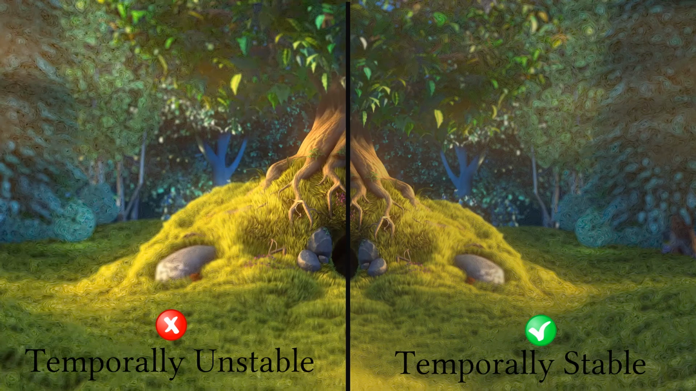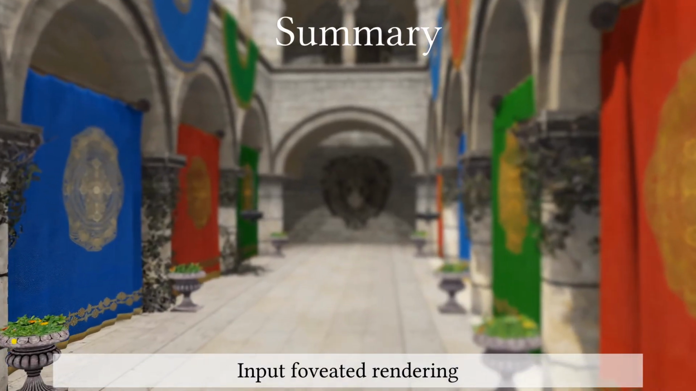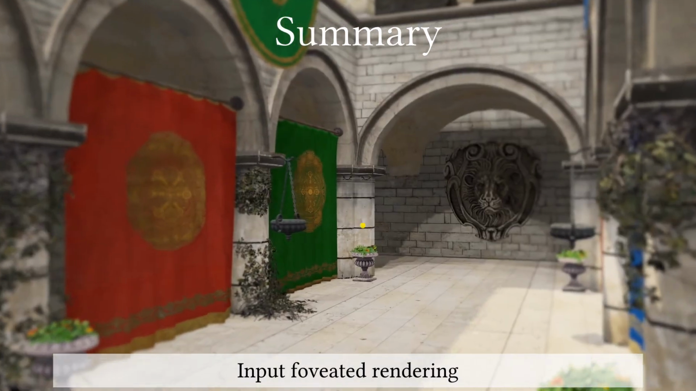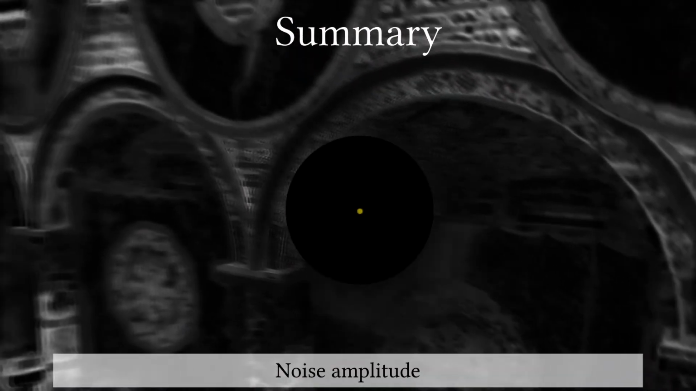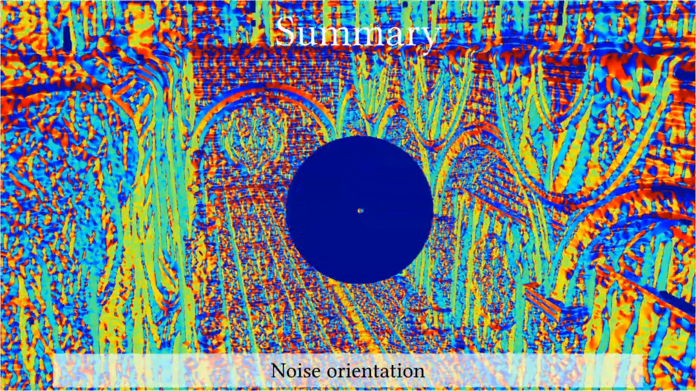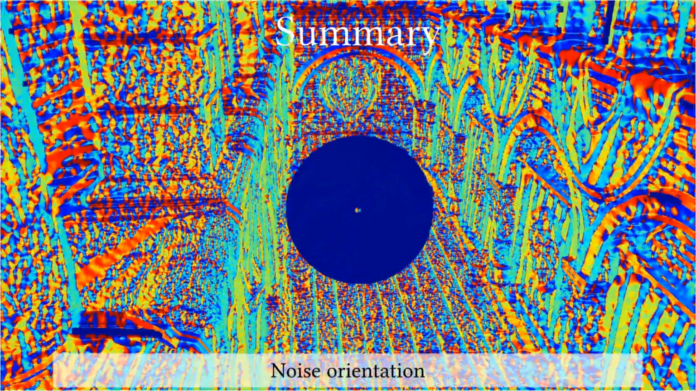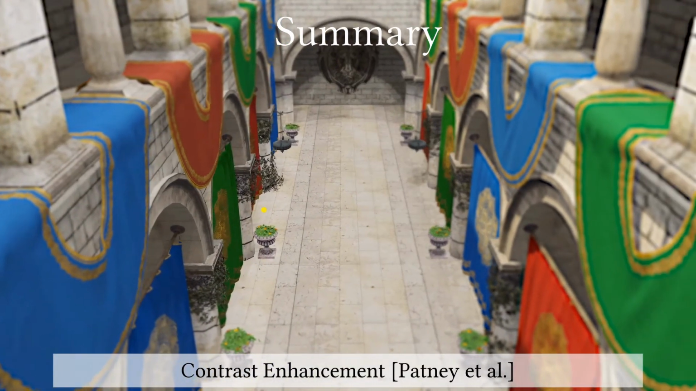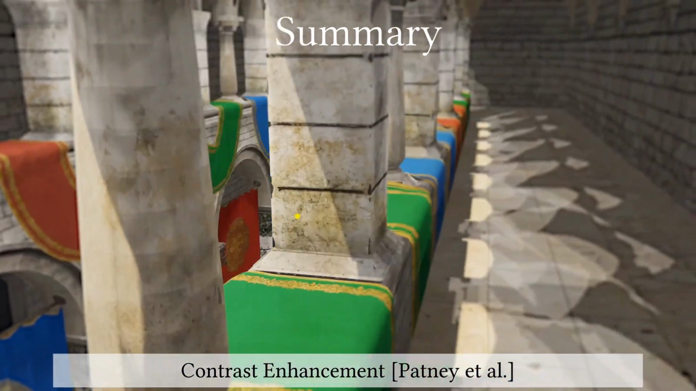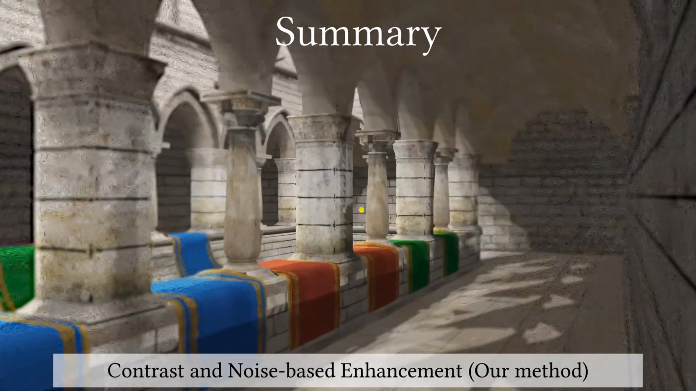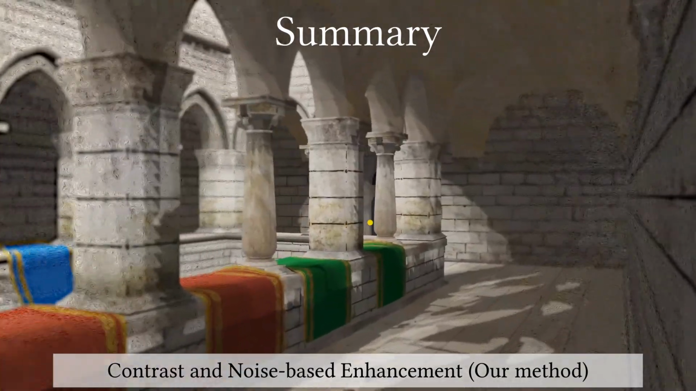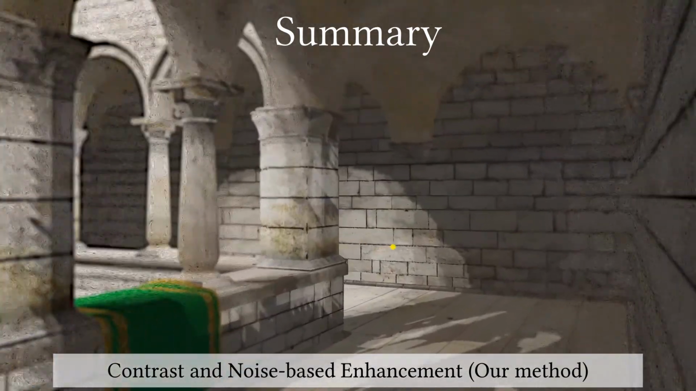So, in summary, our method takes as an input a single frame from foveated rendering. Then, it estimates content-dependent noise parameters such as amplitude and orientation. Next, it applies contrast enhancement to the input frame to boost attenuated spatial frequencies and adds our synthesized noise to hallucinate frequencies that were not generated during the foveation process.